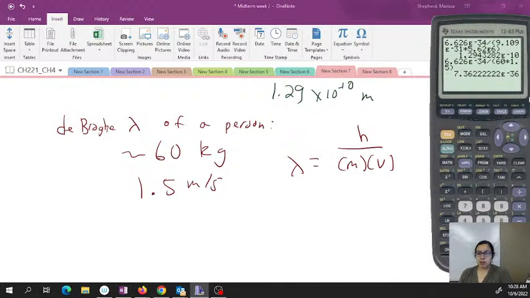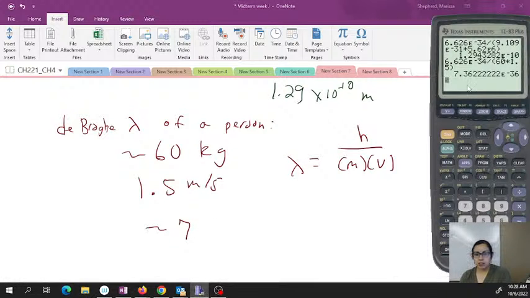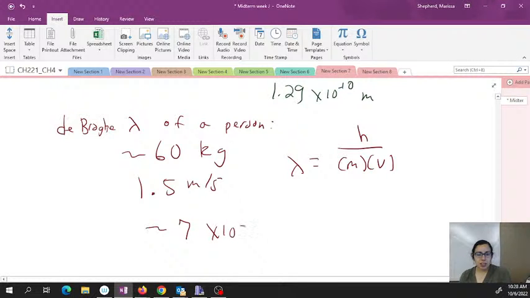All right, and so what do we see about this number? So 7, I probably should have given myself more sig figs, but oh well. I guess it doesn't matter too much. So 7 times 10 to the negative 36 meters. And, I mean, how small is this compared to us, right? So that is pretty tiny. So that's why our de Broglie wavelength does not matter.